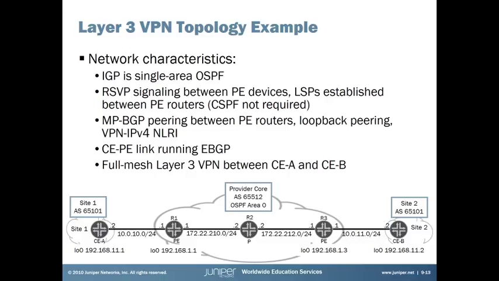We set up our lab. In our lab, we'll do both. We'll set up a static route between CE and PE, and then we'll get rid of those, and then we'll set up a BGP peering, just to see what both of those look like. Okay, so our goal is to have a full mesh layer 3 VPN between CEA and CEB.